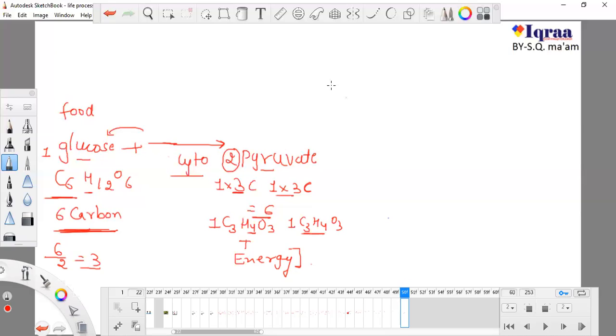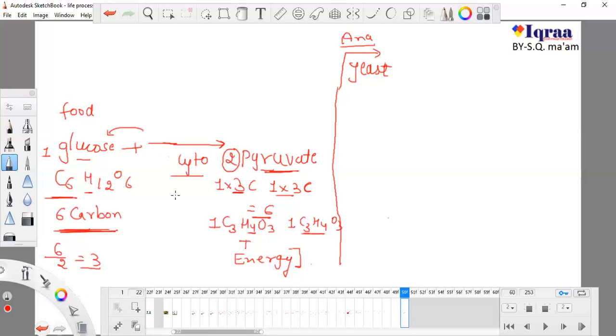There are many types of organisms, some aerobic and some anaerobic. In yeast, which is a type of fungi, yeast never breathes and never takes oxygen inside, so it is an anaerobic type of process. But don't forget, the formation of pyruvate is a universal thing.